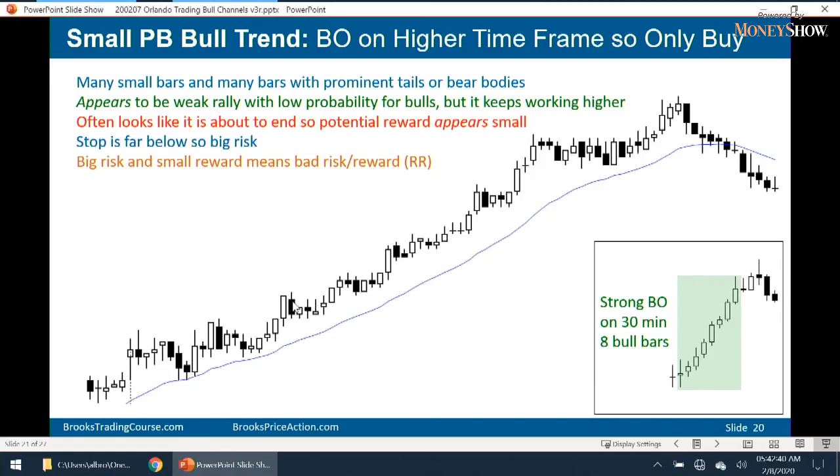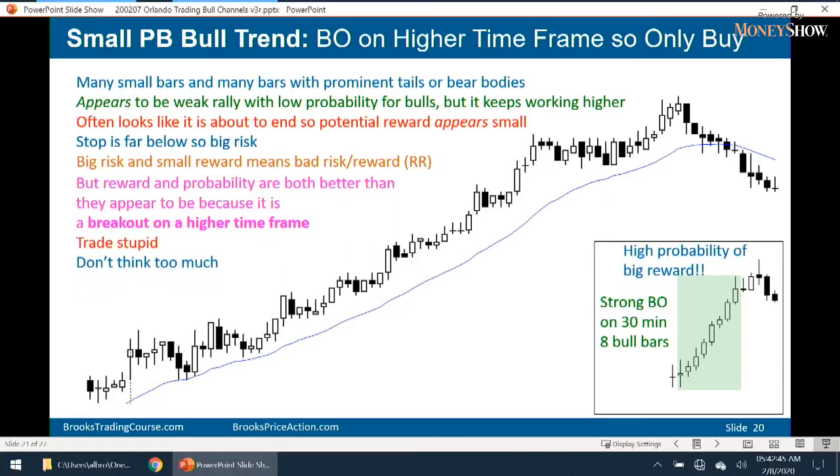Remember, it's a small pullback bull trend. It's a breakout on a higher time frame chart. So in fact, the probability of making money is much higher than you think, and the reward is much greater than you think. So it's not a terrible risk reward with low probability, and in fact has a high probability and a very big reward. When you look at this, you've got to be thinking the bars look crummy, but it's not. There's actually a very high probability of making a lot of money when you see a small pullback bull trend. Again, just buy with the stop above the high of the prior bar.